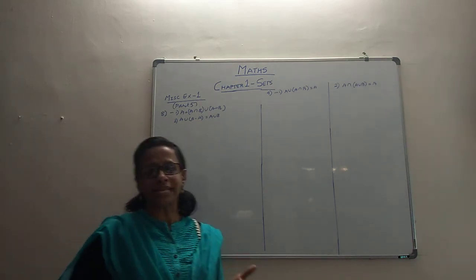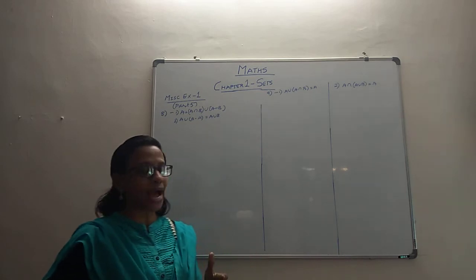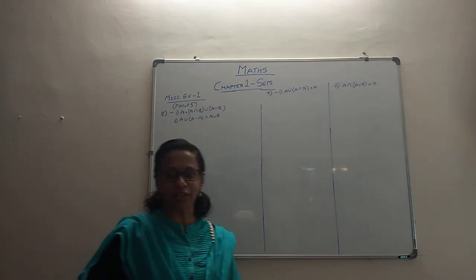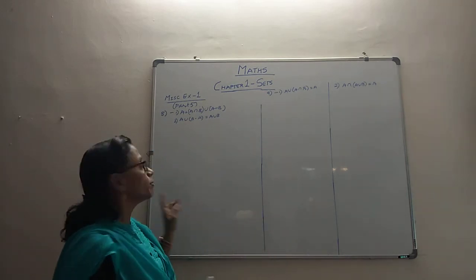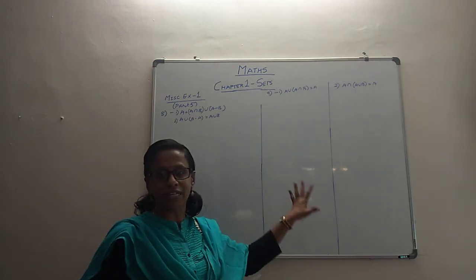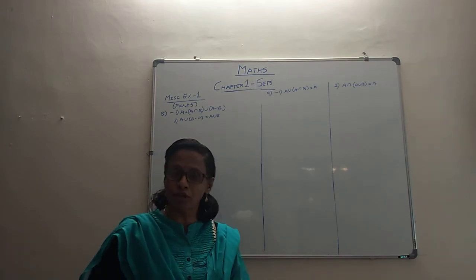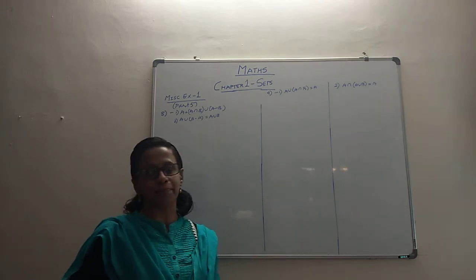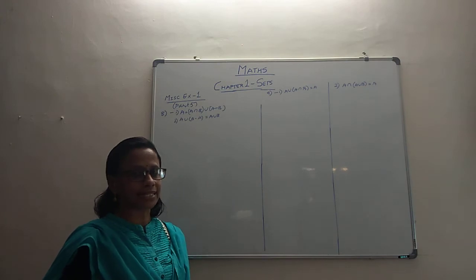Folks, we are doing the miscellaneous exercise of chapter 1 and this is our part 5 video. Here we are taking up probably question number 8 and 9. It's all about proving. They have given us certain things to prove and we have to use set theoretic concepts and prove this. That is what we are going to take up in this exercise.